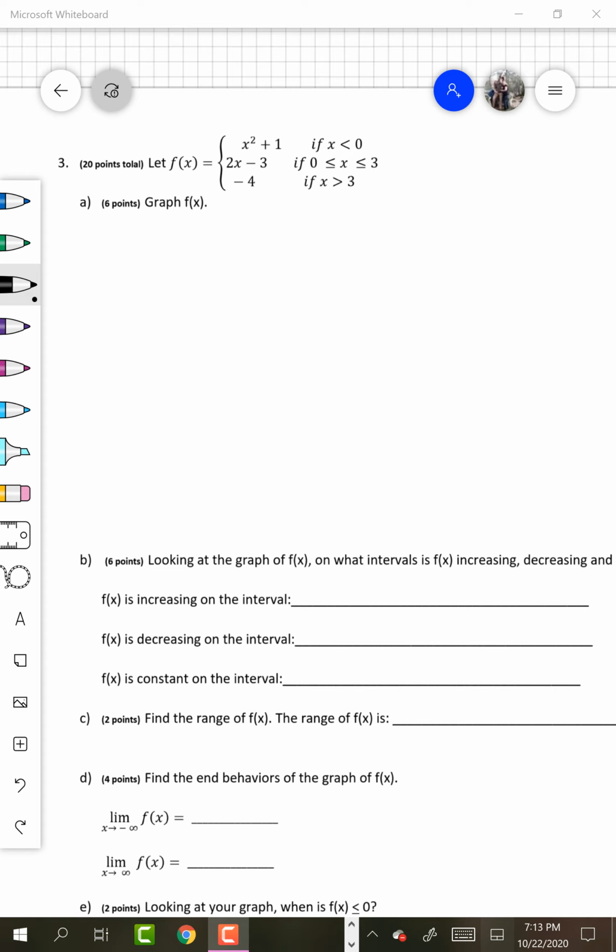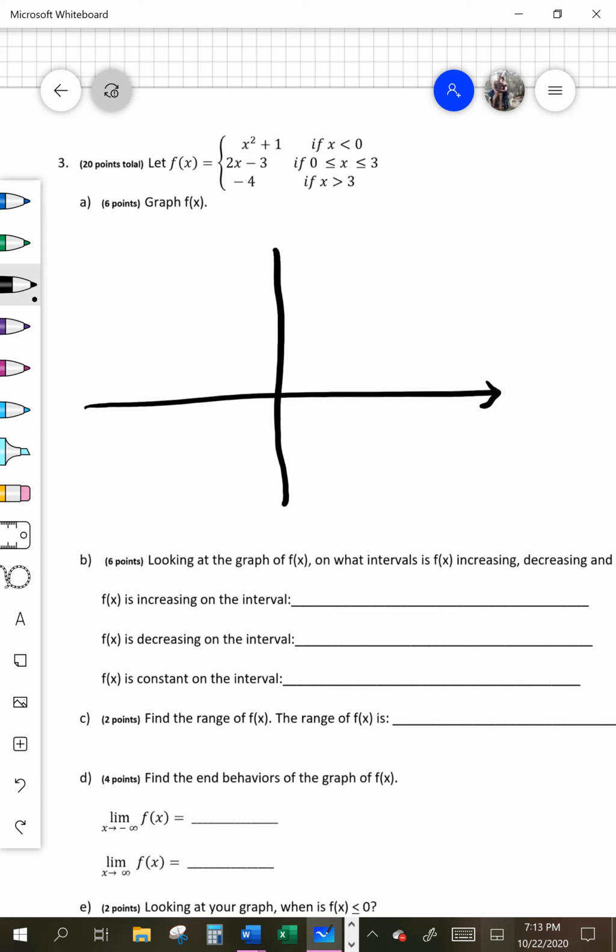So the first thing that you want to do is graph this equation. Looking at this, the first equation is x squared plus 1. I know that is a parabola that is shifted up 1 unit, and I have x less than 0. So I notice at my vertex I have an open circle at 0, 1. And then this is going to be a parabola shape facing upwards for everything less than 0. So that is for our first equation.